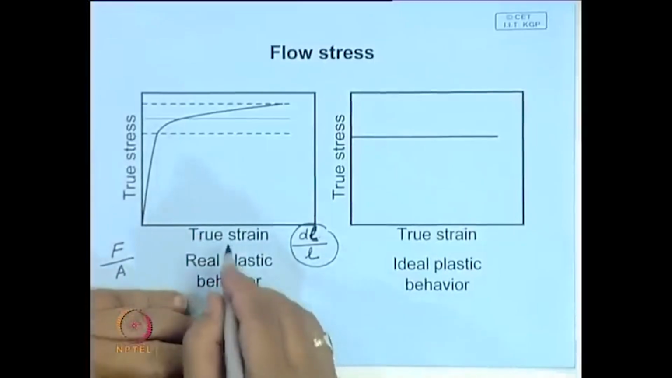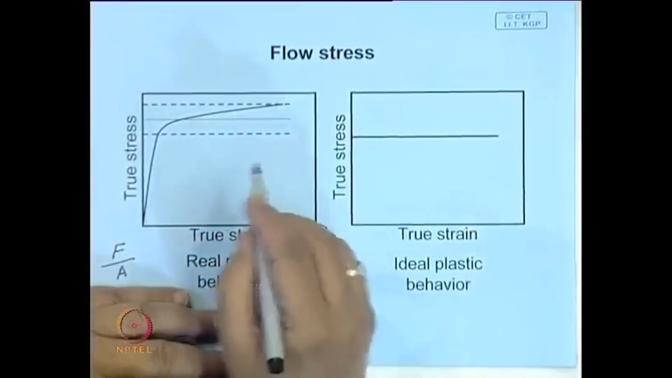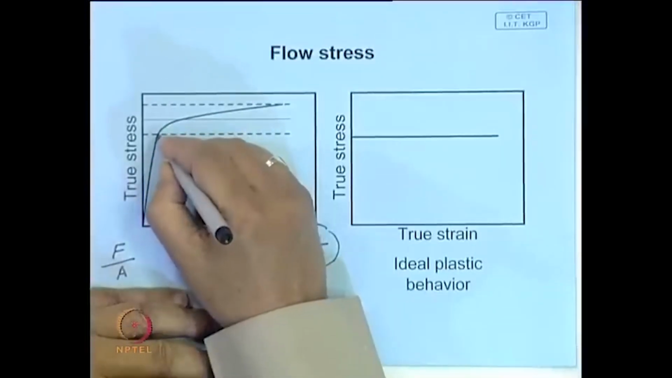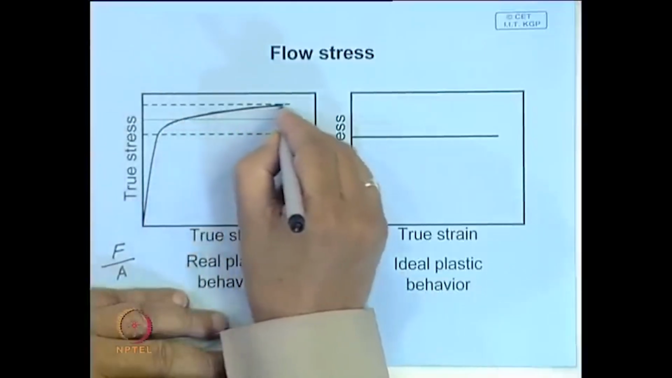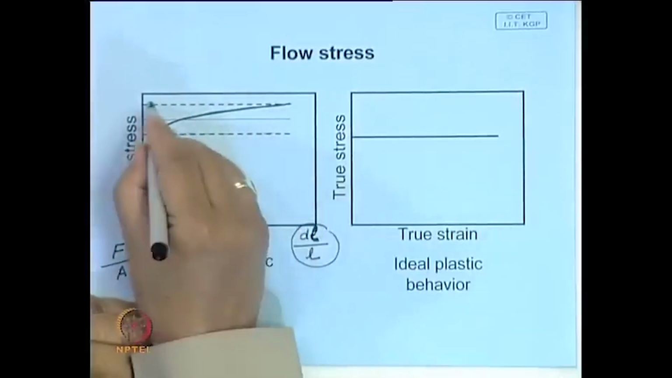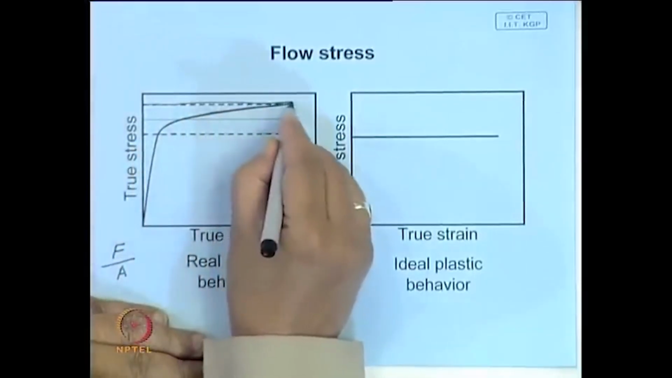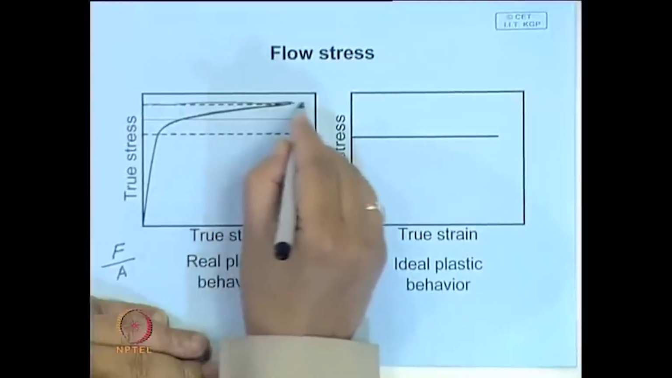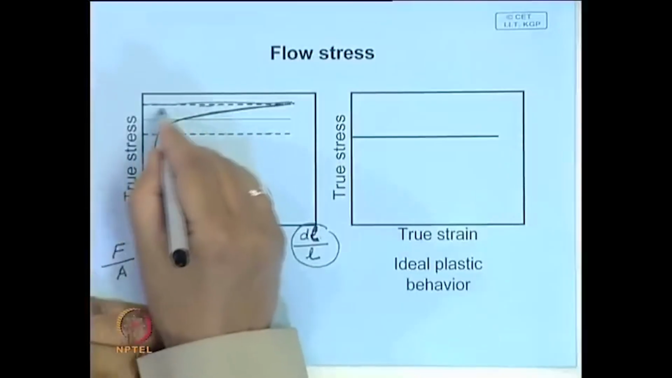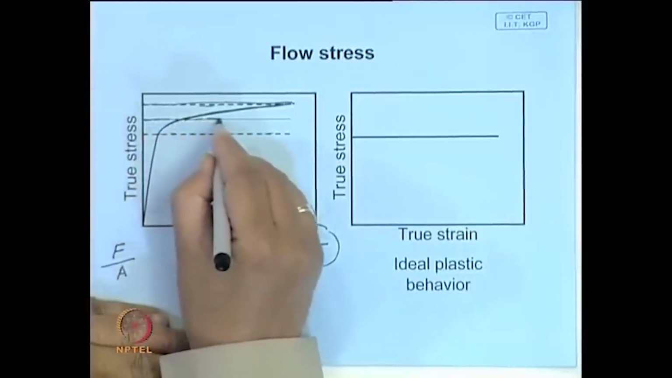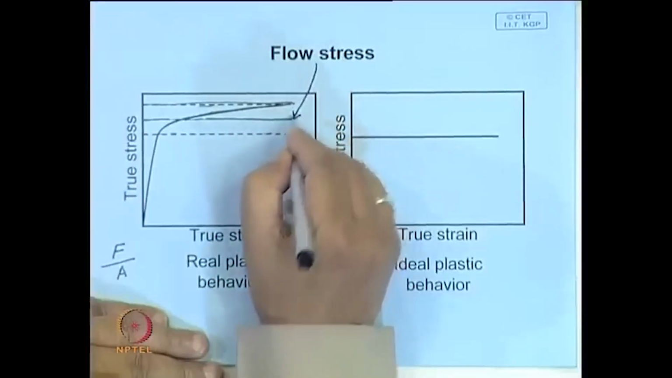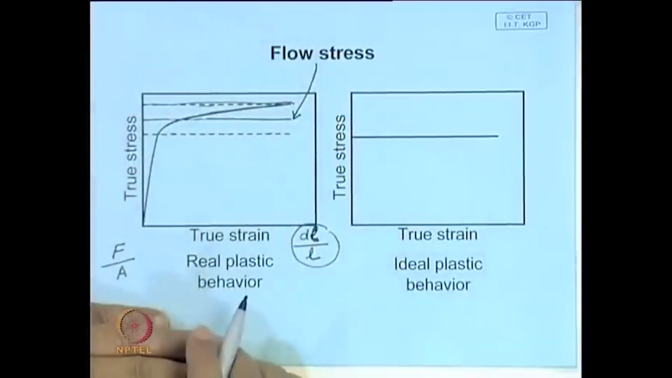And now here, a normal real plastic behavior, most materials at room temperature will show this kind of behavior. The true stress, true strain plot will be something like this. So, here this is your yield stress, this is your final stress, that is when it is about to rupture, and then we say that the average value is the flow stress. Flow stress is given by the average stress.